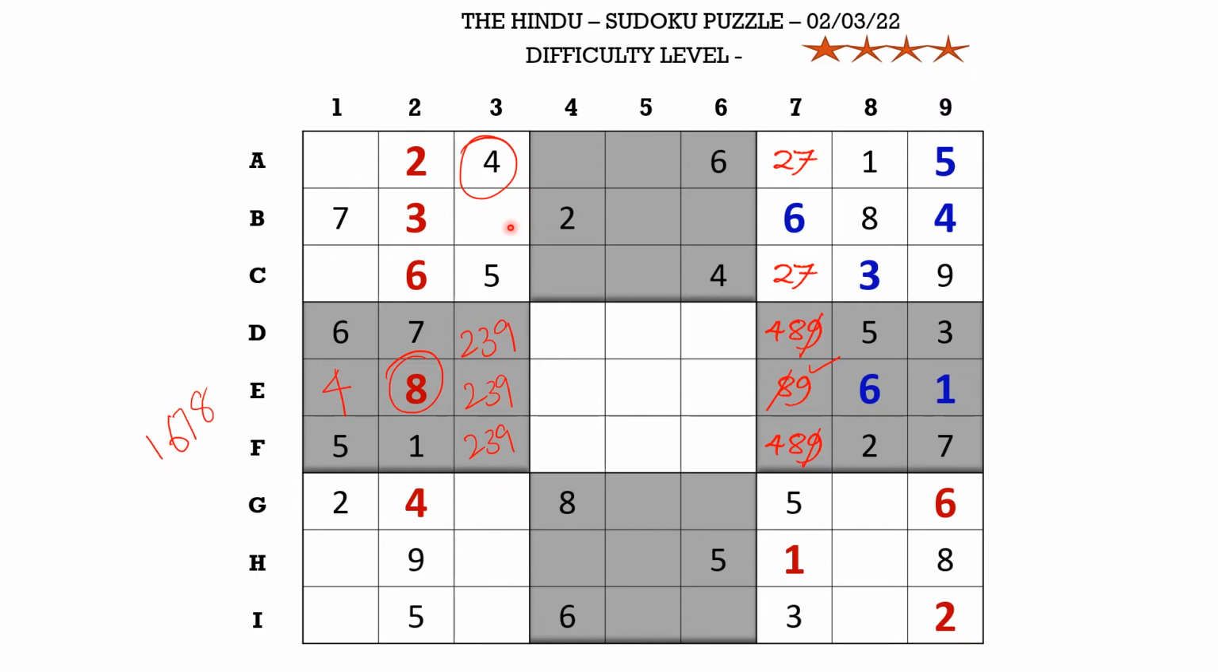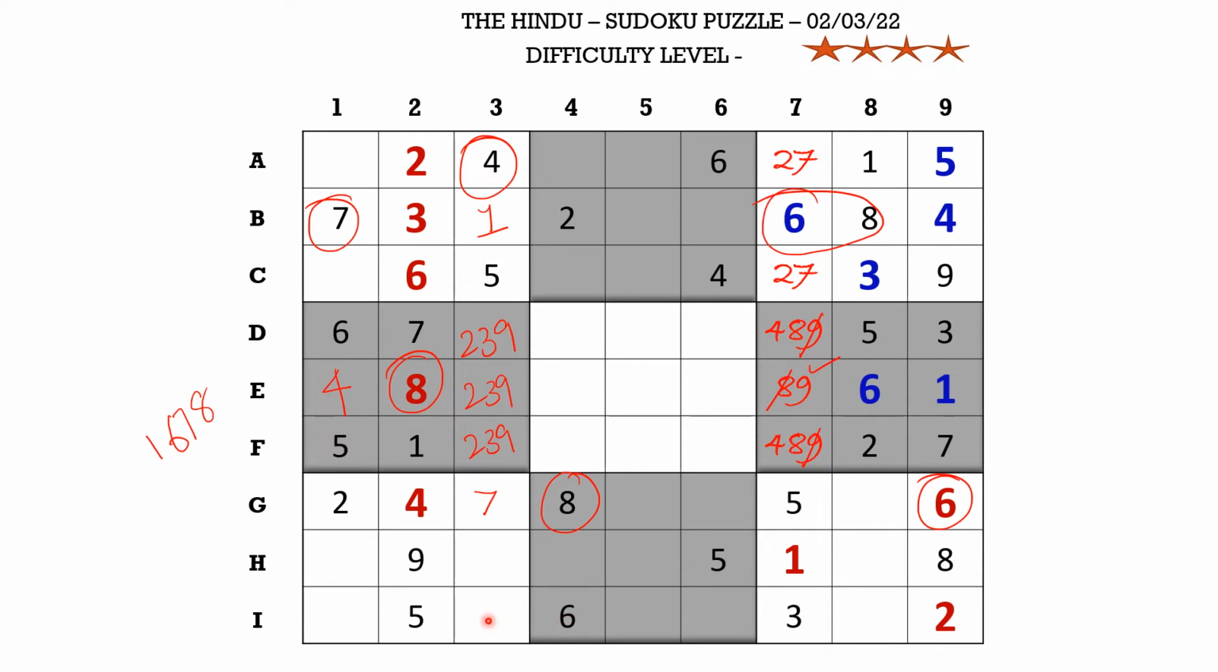If you analyze, you have 6, 8 and 7 blocking this cell. So B3 takes 1 and 6, 7, 8 will go in these 3 cells. You have 6 and 8 blocking this cell. So G3 takes 7. Now the missing numbers are 6 and 8.